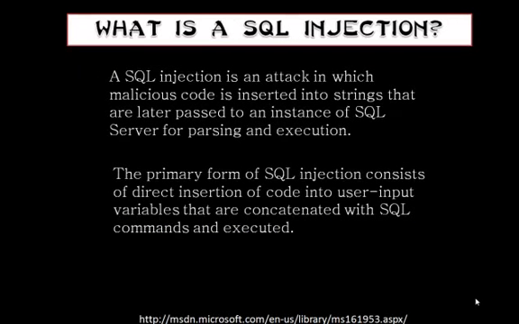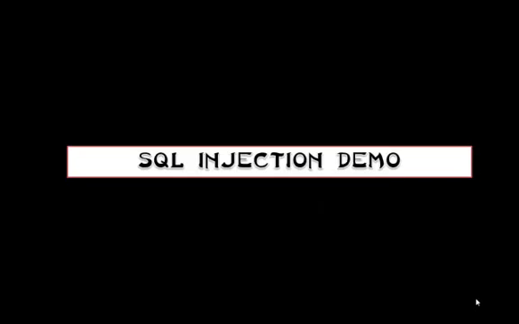So, what exactly is a SQL injection? A SQL injection is an attack in which malicious code is inserted into strings that are later passed to an instance of SQL Server for parsing and execution. The primary form of SQL injection consists of direct insertion of code into user input variables that are concatenated with SQL commands and executed. I will now demonstrate an example of a SQL injection.